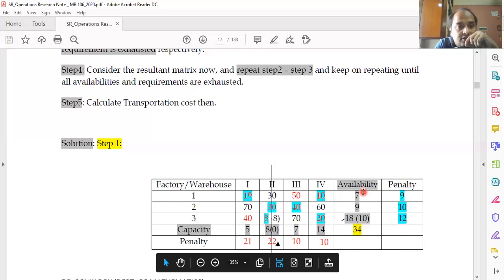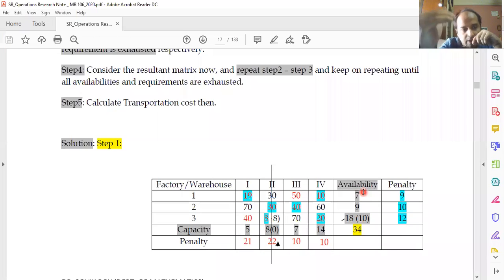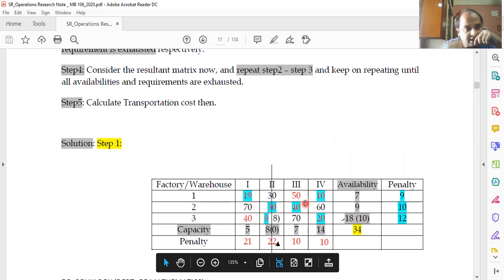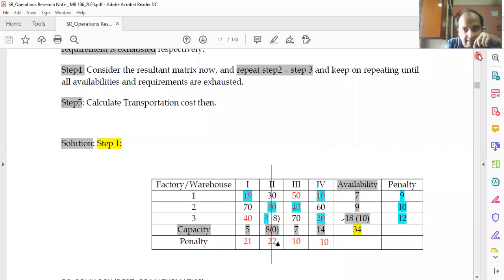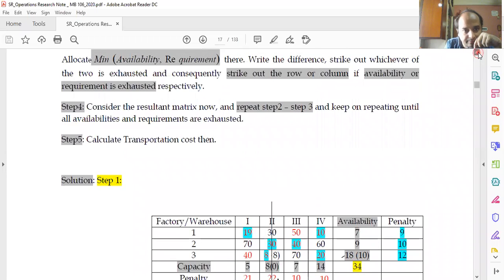Once the penalties are calculated, then what we need to do? So I'm going to scroll up. I shall again show you this particular matrix, and you will get the time to copy it, but let us first see what is written in step number 3. Then I'm going to come to this matrix once again.